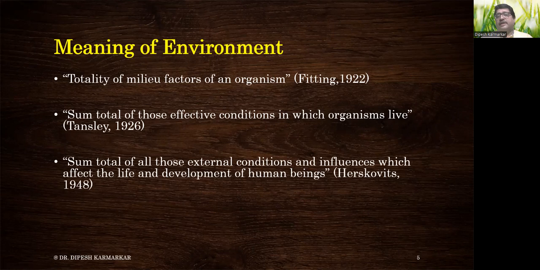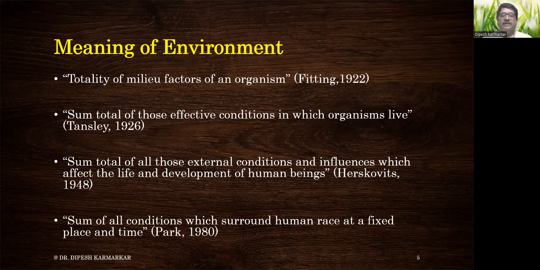Then Herskovits in 1948 says that environment is a sum total of all those external conditions and influences which affect the life and development of human beings. Now, this definition is different. This definition is not talking about organisms in general, but particularly talks about human beings. Sum total of all those external conditions. External conditions here mean outside of my body. So external conditions include everything which is not my body, right? So outside of my body, whatever things are living or non-living, all these things put together become a part of my environment, and these conditions influence or affect the life of human beings and obviously the development of human beings. So this is more a human-centric definition of environment.